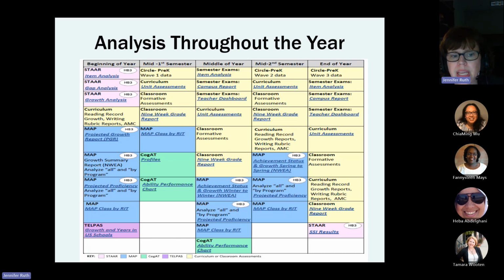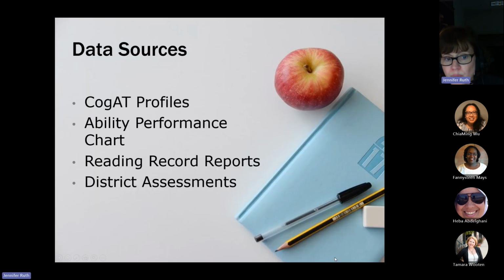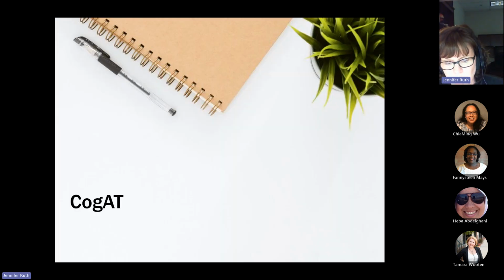So today we're going to dig into CogAT a little bit and talk about the CogAT profiles as well as the ability performance chart. But we'll also talk a little bit about your unit assessments and your PMAs as well, because that's another data source you have at this point in the year. And then for elementary, we'll look at reading records as well. So those are our big data sources that we're going to go into today. So let's first start with CogAT.